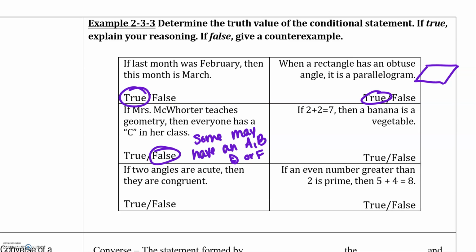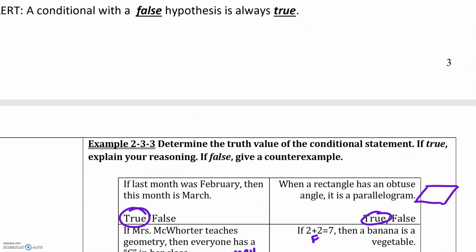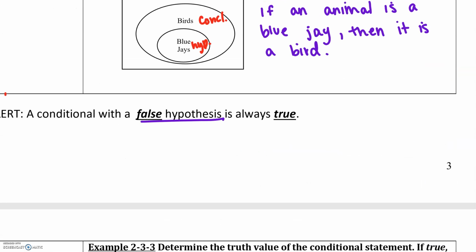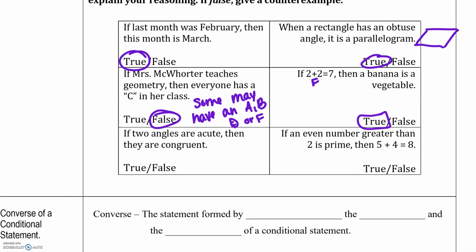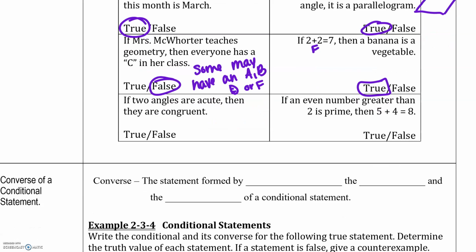All right, then this next one, 2 plus 2 is 7. Well, we know that's false, and remember what we had in our alert: if it's a false hypothesis, it's always true. So that is actually going to be true. And it's just one of those funky ones.